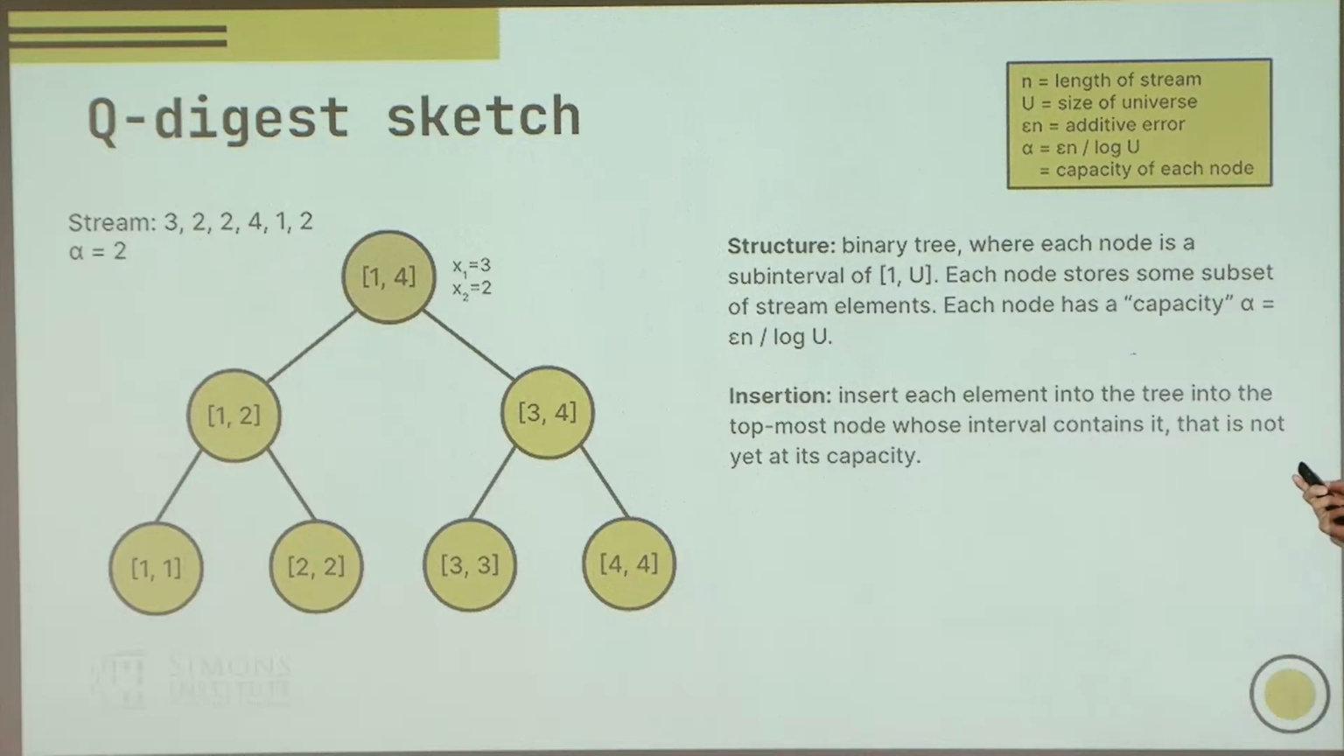Okay, now x3 is 2. It can't go in the top node because the top node is now full. We have the capacity of 2. So instead, we're going to go 1 vertex down from the top node, and we're going to put it in this 1, 2 node.